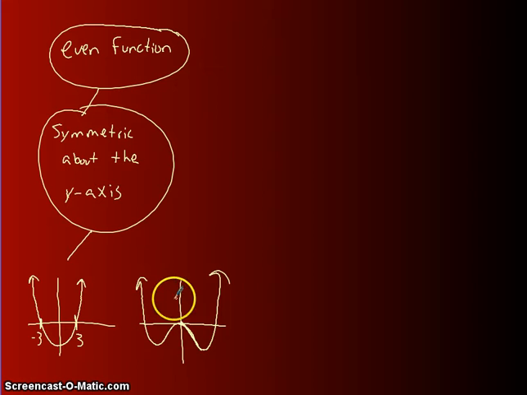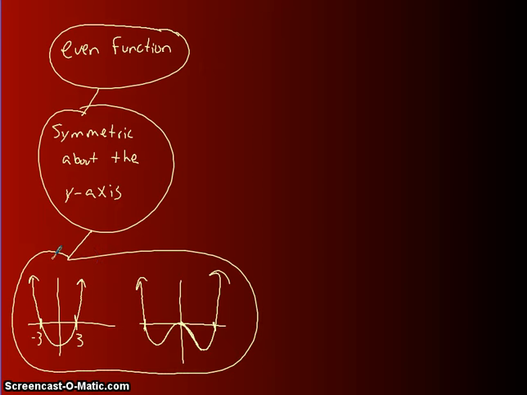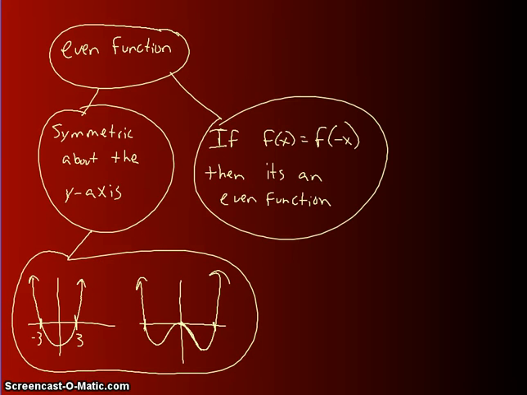So I folded it down this line. These numbers should lie on top of each other. This piece should lie on top of that piece. This curve lies on top of that curve. So that's pretty much what an even function looks like. Algebraically, an even function is this: if f of x equals f of negative x, it is an even function. Basically what that means is this.